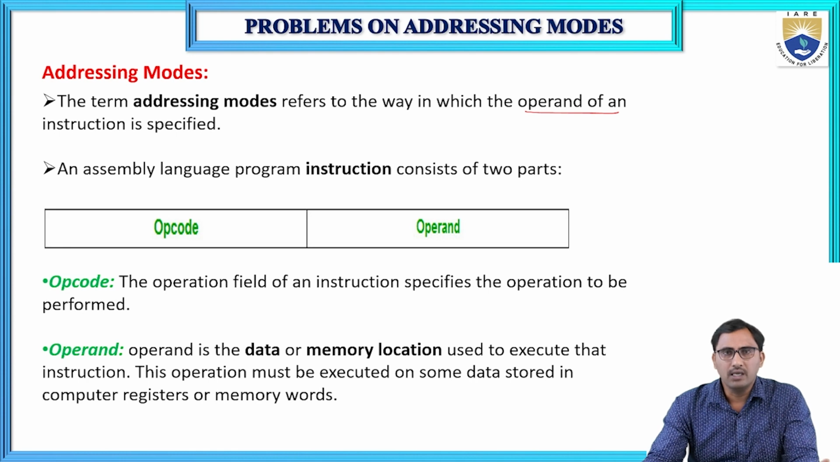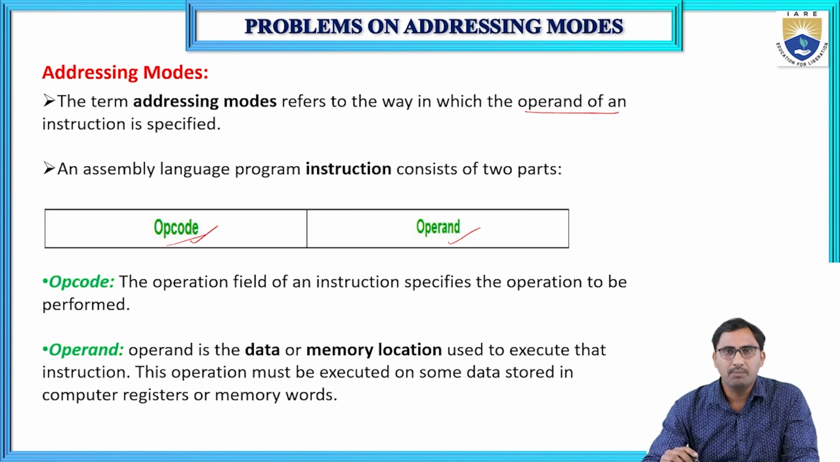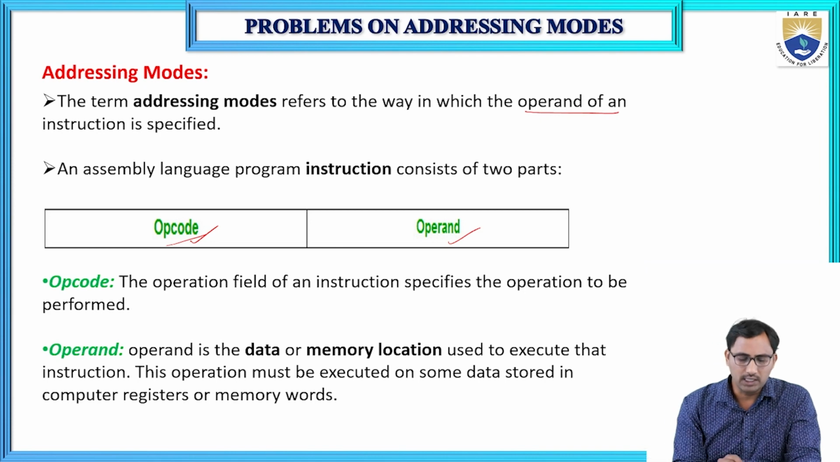Basically, the instruction has two fields. The first field is the opcode, and the second one is the operand. The opcode specifies what type of operation the processor has to perform. Opcode means operational code, or shortly we can call it opcode. It specifies the type of operation that is going to be performed.